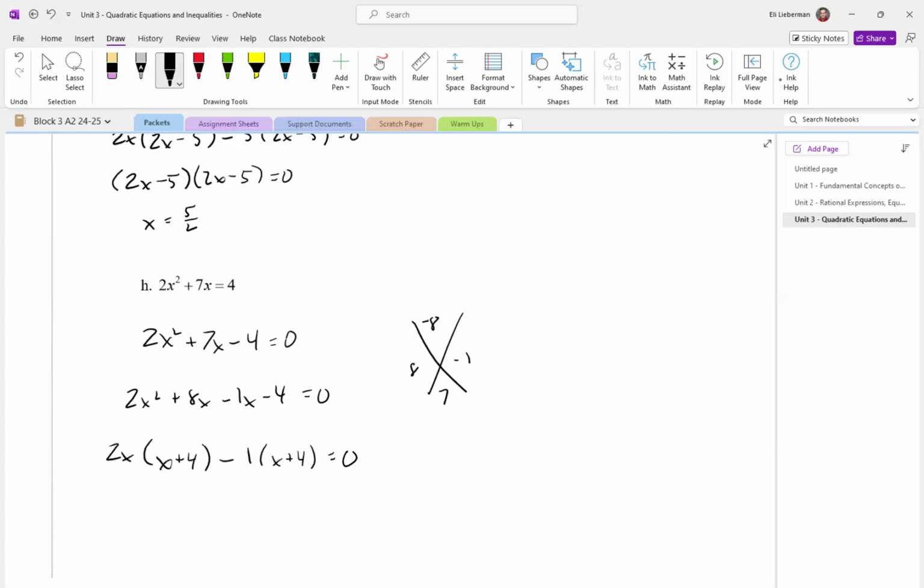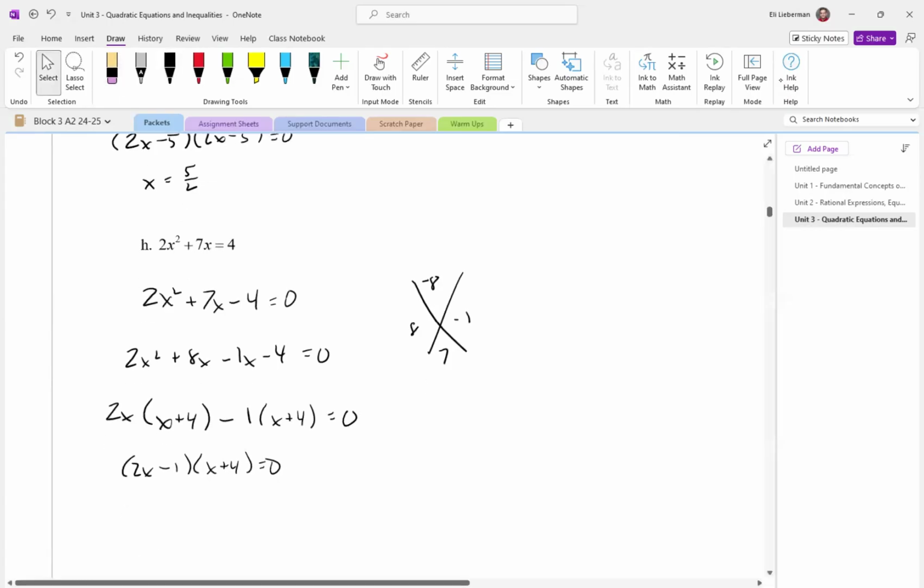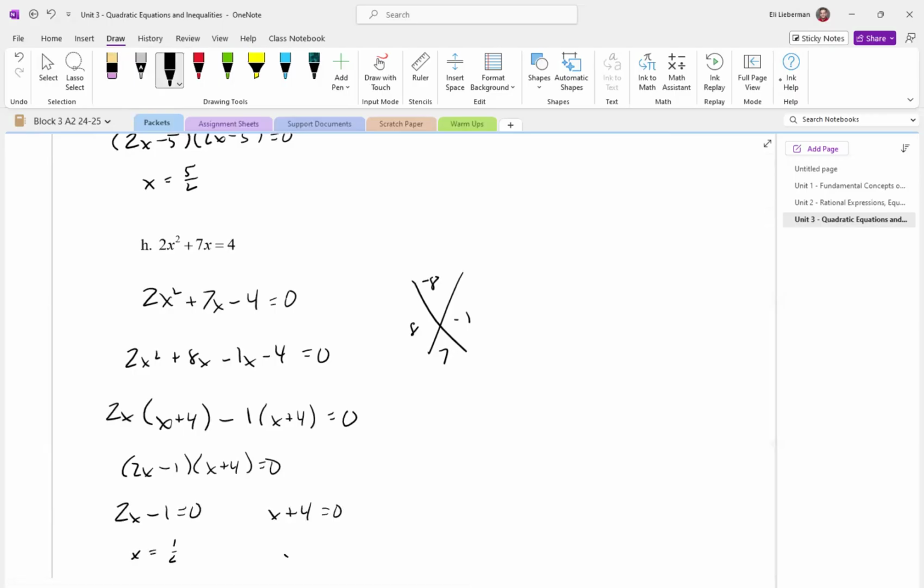And then you break up the equation, you have 2x minus 1 equals 0, which gives x equals 1/2. And then you have x plus 4 equals 0, and that'll get you x equals negative 4. So x equals 1/2 and x equals negative 4. Is that correct? Do we agree? Are there any questions? Inaris, thank you. That's fantastic.